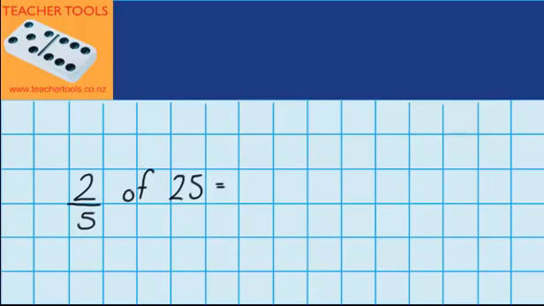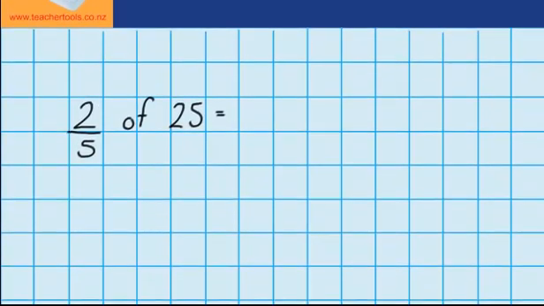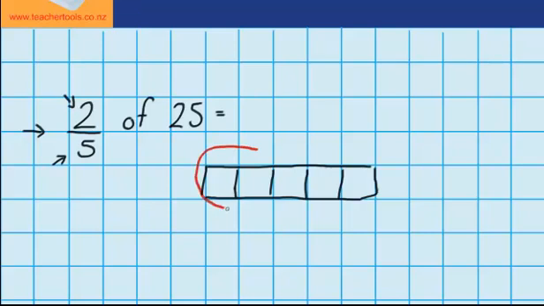Let's imagine I've got 25 candles which are shared around a cake, and I want to work out how many candles are on 2/5 of the cake. Well, you can see I've recorded that here. So my denominator tells me I've got 5 pieces, or the cake is split into 5 pieces, so I can draw that down here. Remember, the easiest way to do that is to draw a rectangle and split that into 5 pieces. And my numerator tells me that I'm interested in 2 pieces. So I'm going to circle these 2 pieces here.